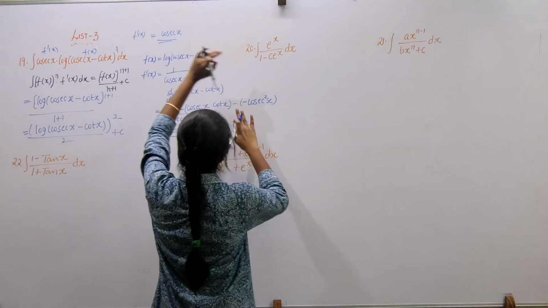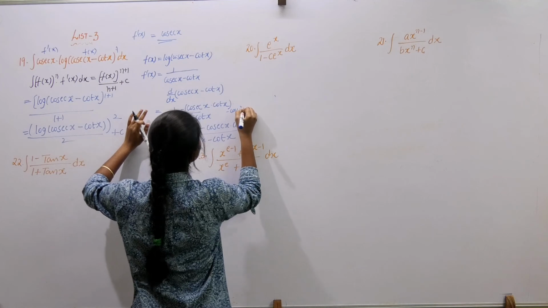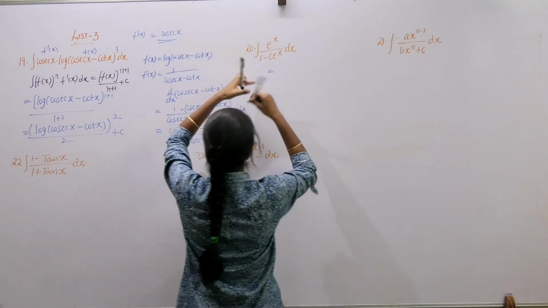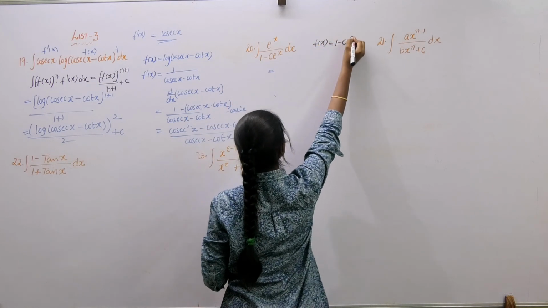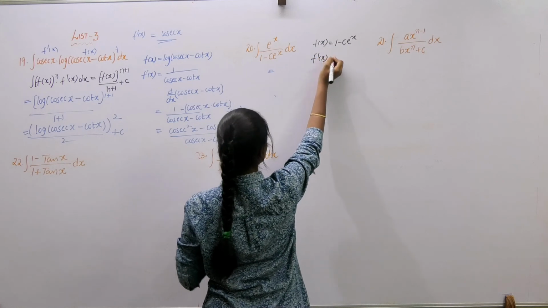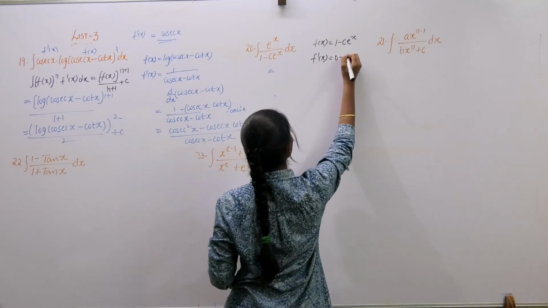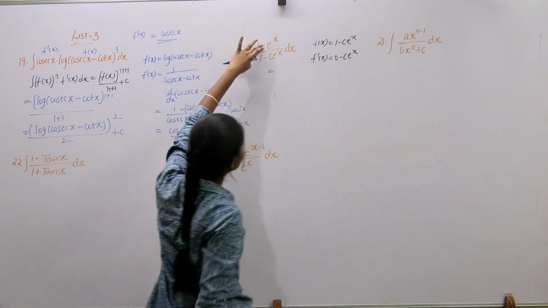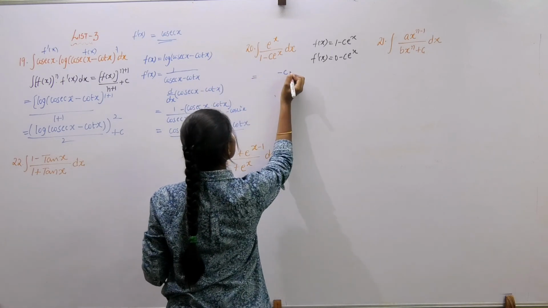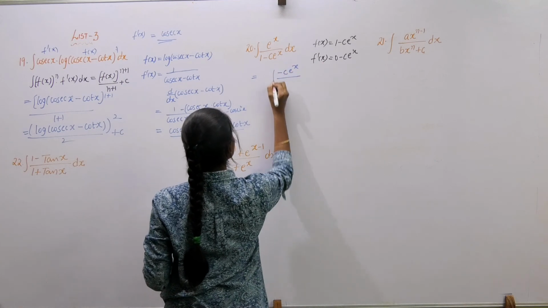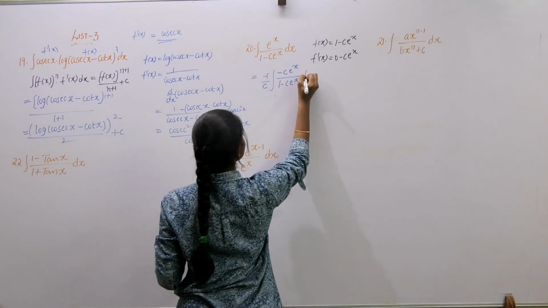Next, 20th question. First step, let f of x be equal to 1 minus c e power x. F dash of x is equal to d by dx of f of x. F dash of x is equal to 0 minus c e power x. But in the numerator we have only e power x. So we adjust minus c and minus 1 by c here, over 1 minus c e power x dx.